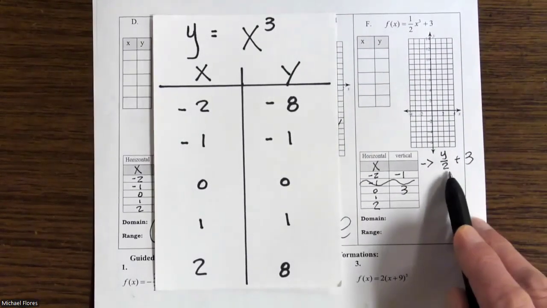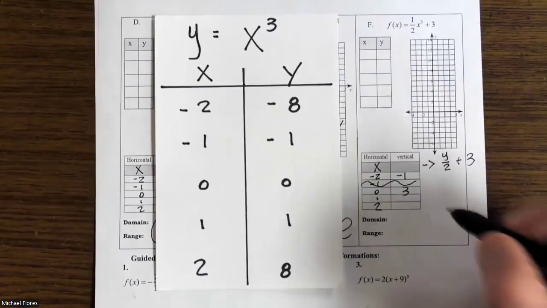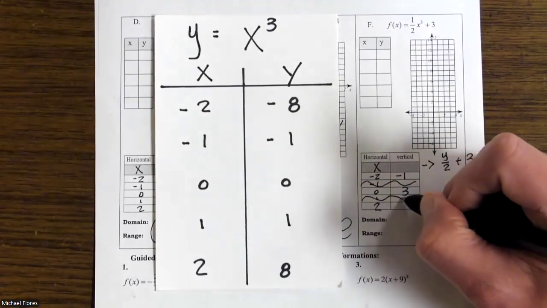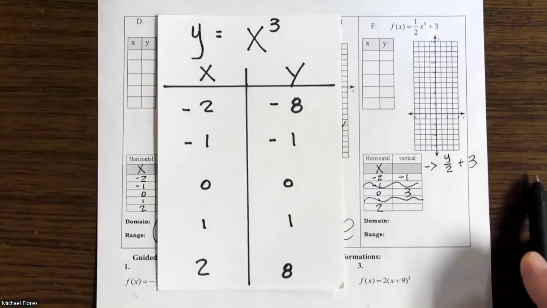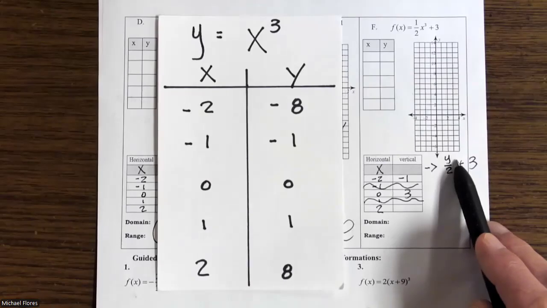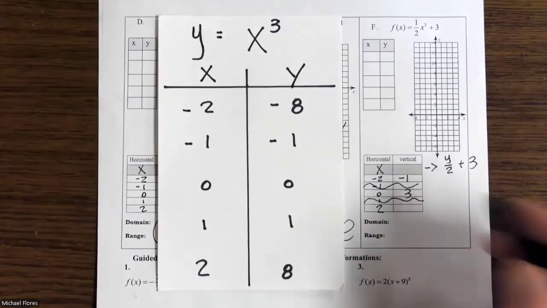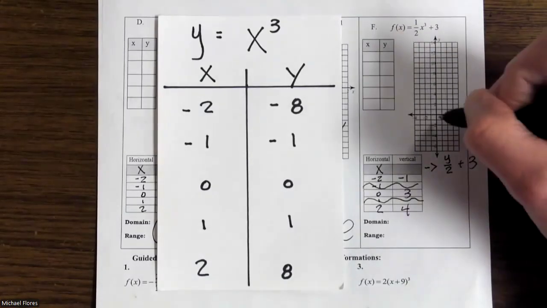If we took 1 and plugged it in for y, 1 over 2 is 1 over 2, and 1 over 2 plus 3, I'm not going to worry about that. I'm not going to plot fractions. At some point, we will have to, but not today. And when we get to that point, I'll show you what to do. Now take 2, plug it in there. 2 over 2 is 1, and 1 plus 3 is 4. And now let's plot the points that we can and graph.